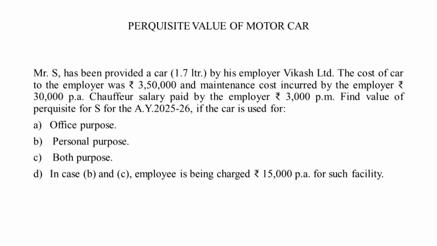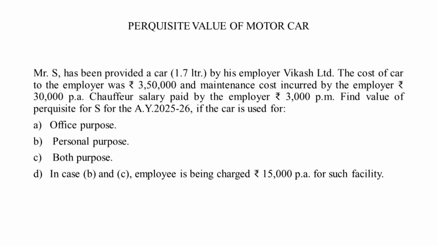First is office purpose, second is personal purpose, and third is both purposes. In the case of both purposes, for a large car, 2,400 per month will be considered as the value of perquisite. And for a small car, 1,800 will be considered as the value of the perquisite. Hello student, are you getting? So in this question, the car capacity is 1.7 liter. It means more than 1.6 liter, so this is a large car.